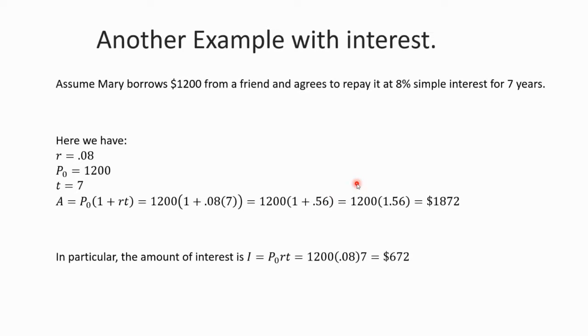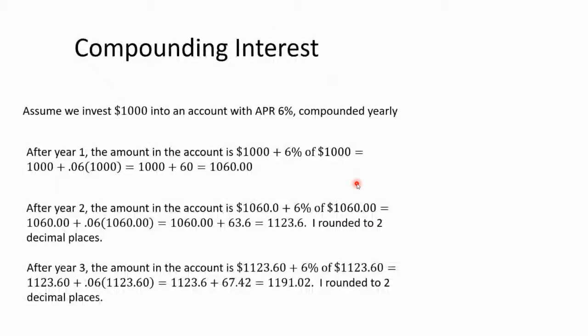Okay, now that is with simple interest, okay? Now let's kick it up a notch and consider compound interest. So suppose now we decide to invest $1,000 into an account. The APR is 6%. But now let's suppose it's compounded yearly. What's going to happen? Well, after year one, a year goes by, how much will be in the account? What would the balance be?